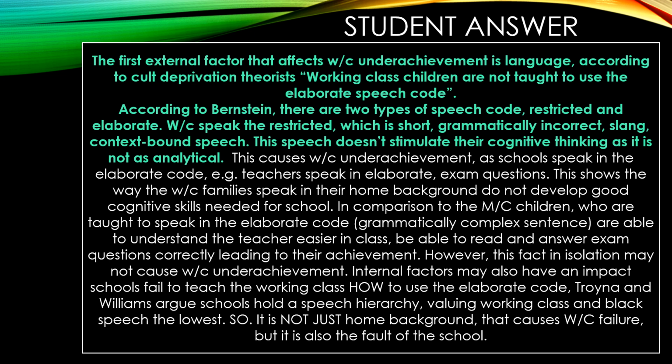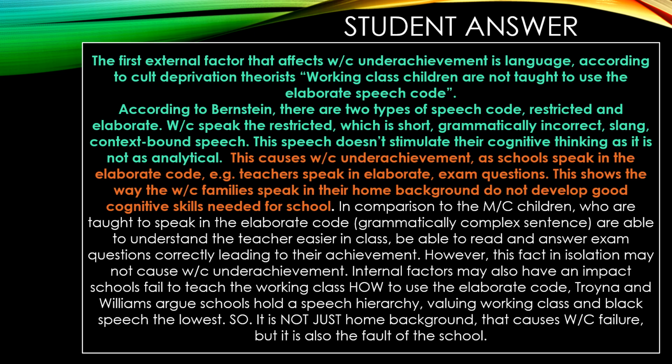Then you have got to link it to the question. The question was asking you, how is it affecting class differences in achievement? So this student then explicitly links it to the question. This is causing working class underachievement. Schools speak in the elaborate code. For example, teachers do, the exam questions do, and this shows the way that working class families speak in the home does not develop this cognitive skill needed for school. So that will get you some AO2. You've linked it to an explicit class, and also you have linked it to achievement.